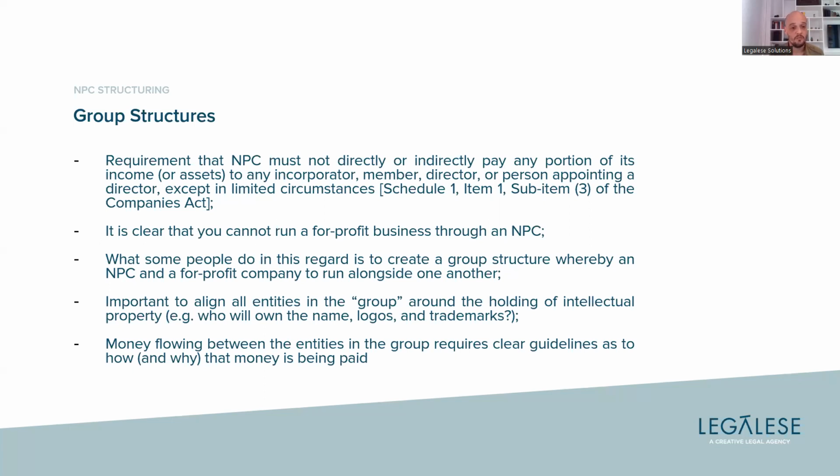And the last point, most crucially in my mind, is that money flowing between the entities in the group requires clear guidelines as to how and why that money is being paid. This is very significant because depending on your status as a public benefit organization or on your public interest score, or simply the requirements of your funders, you may need to undergo an auditing process, and you need to be able to explain how that money flowed from one member of the group to the other.